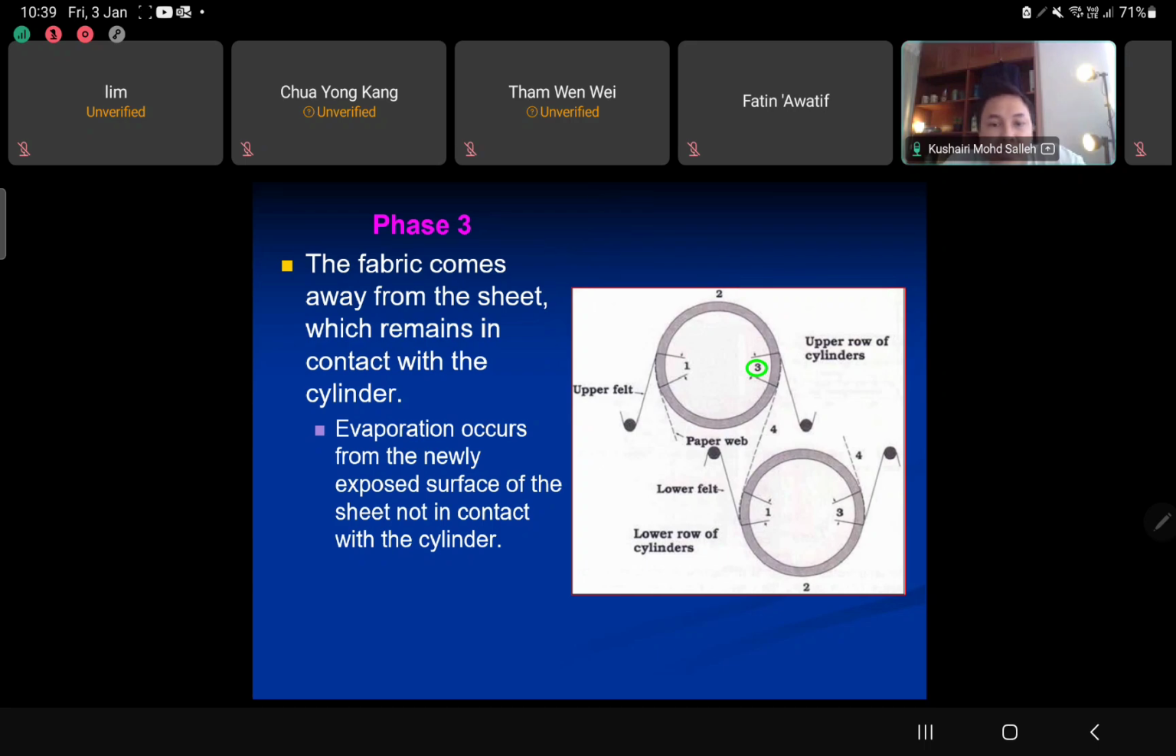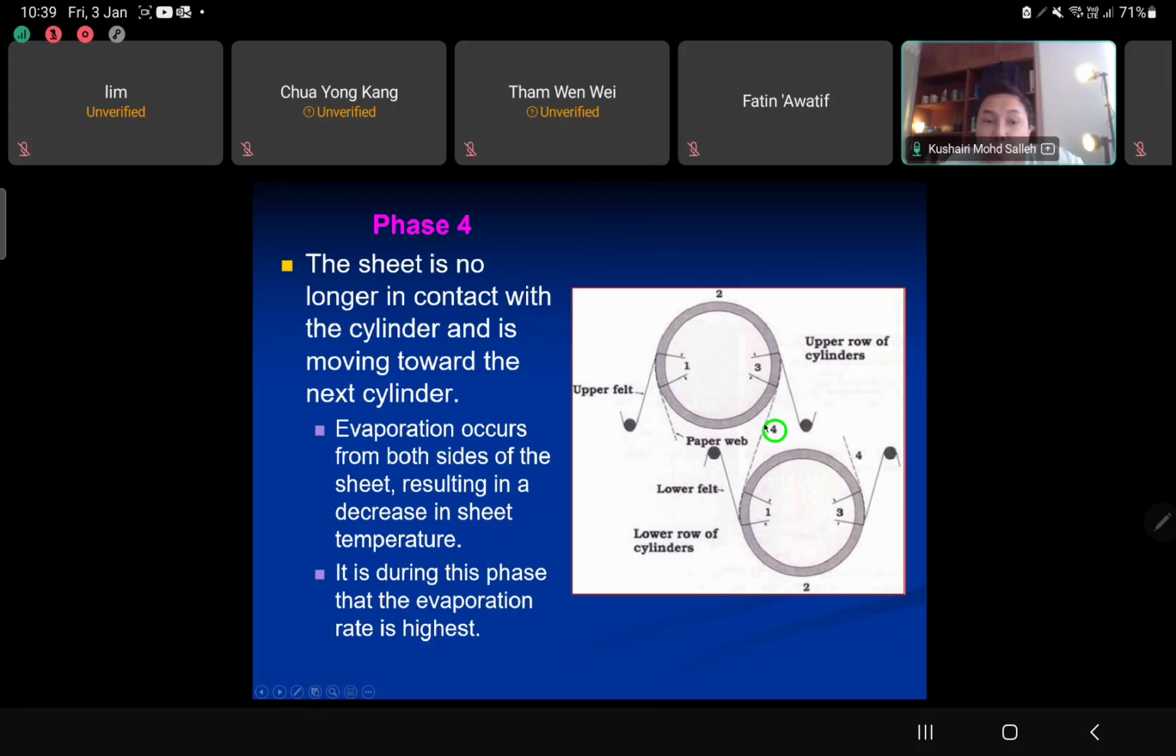In phase 3, which is identical to phase 1, the web starts to evaporate. We assume the temperature is high enough to make sure the water is removed from the web. Evaporation occurs from the newly exposed surface of the sheet, not in contact with the cylinder, only on the outer surface that has no contact with the felt, on this right side. And then we move forward to phase 4, which is between the drying cylinders.